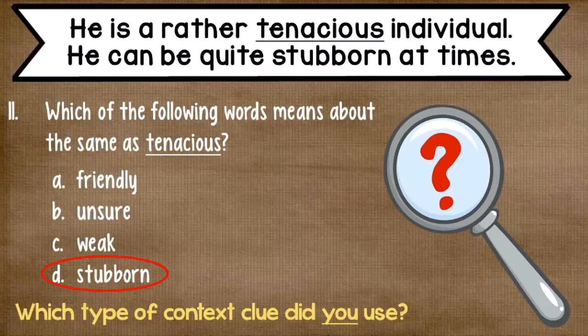He is a rather tenacious individual. He can be quite stubborn at times. Which of the following words means about the same as tenacious? Friendly, unsure, weak, or stubborn? They say the answer is stubborn. This one actually literally gives you the definition in here. It says he is stubborn. So that's how we can figure that one out. It's actually giving you the definition of the word.